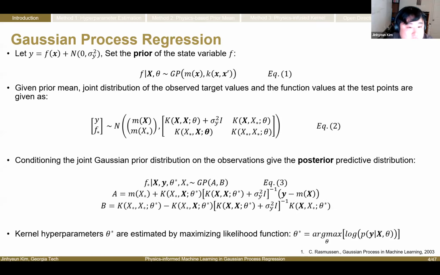Conditioning the joint Gaussian prior distribution on the observations, we can get the posterior predictive distribution, which has a closed form solution, where A is the posterior predicted mean, and B is the covariance information with the posterior hyperparameters. The core of GPR is to use the Bayesian rule to update our prior belief over the function with the given observation data and get the posterior predictive distribution. The popular choice for estimating posterior hyperparameters is to maximize the likelihood function.